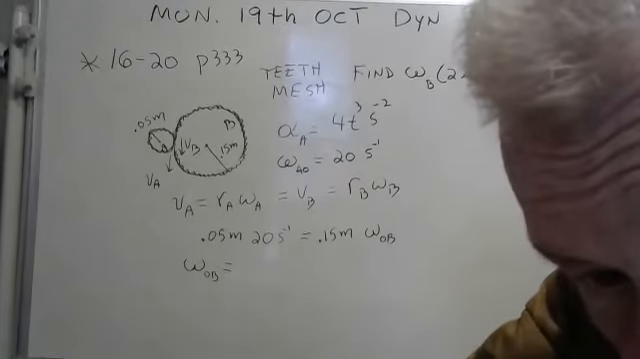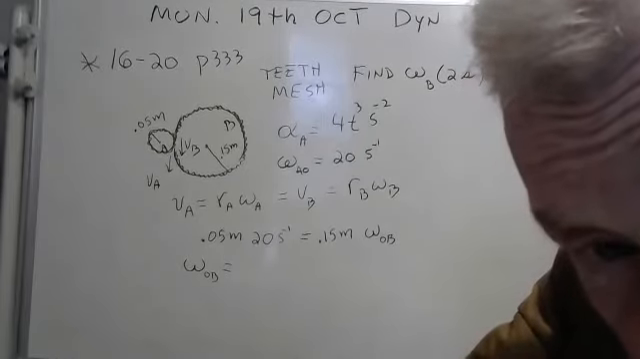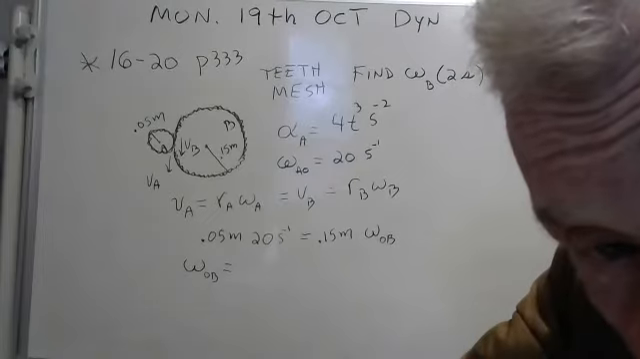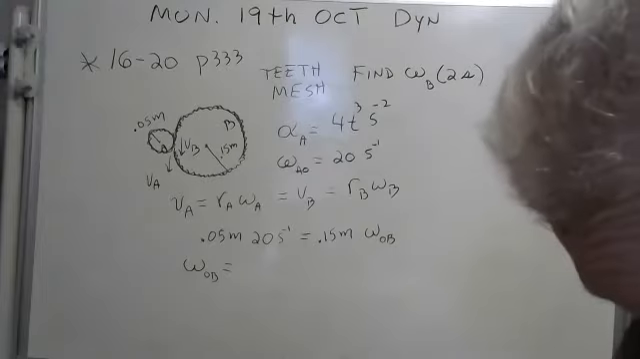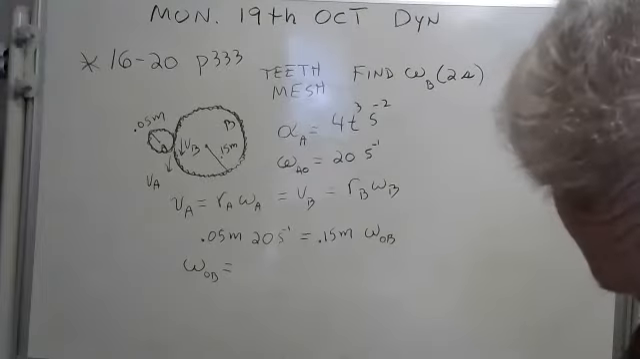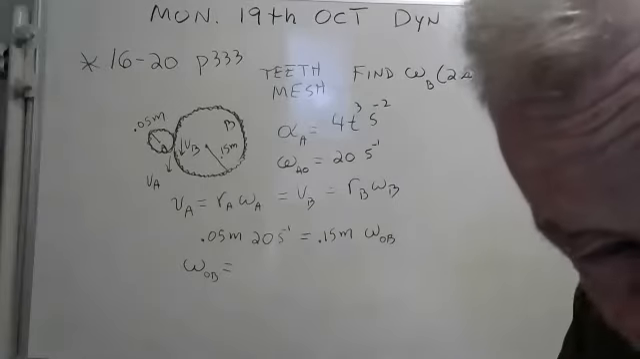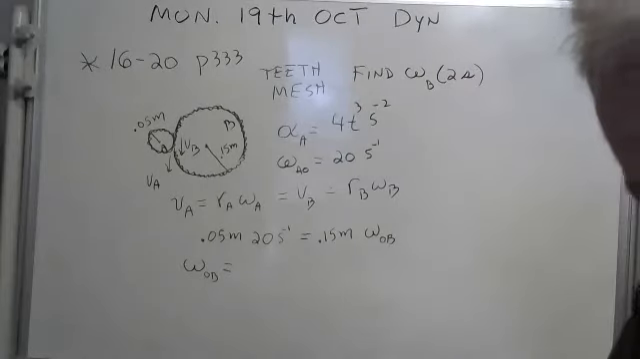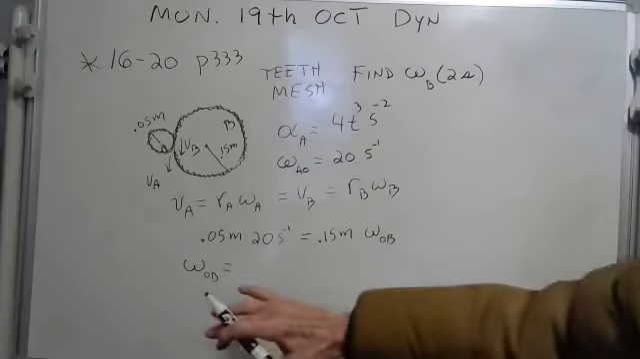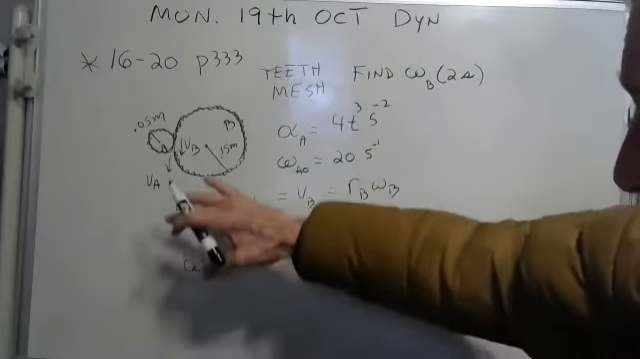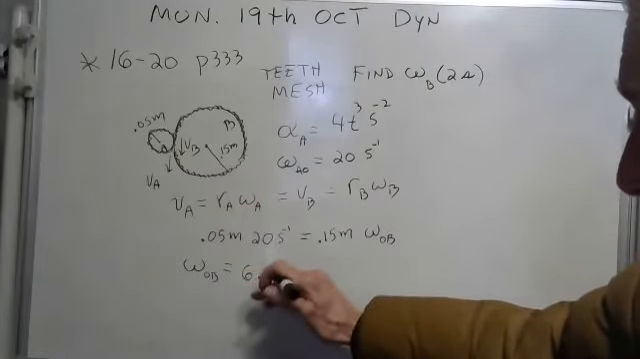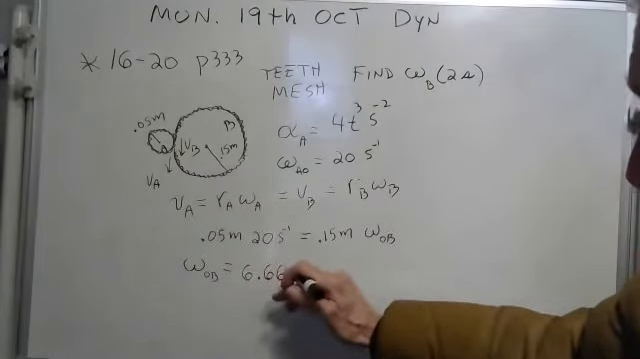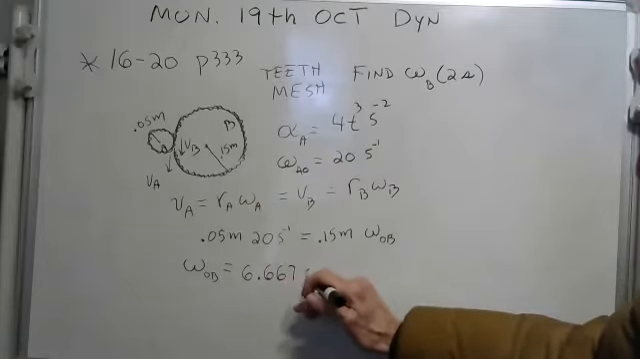Okay, let me find one of my excellent students. Nicholas. Nicholas is in 4 of my classes, aren't you, Nicholas? Just 3. Oh, only 3. Oh, too bad. Nicholas, what'd you get for the initial angular velocity of gear B? 6.667 radians a second. Yeah, that's exactly what I got.